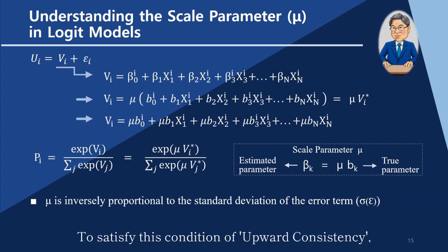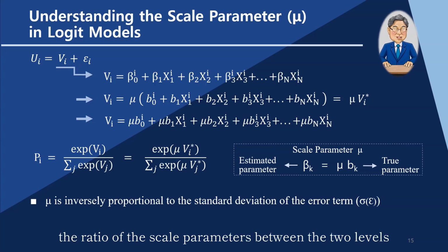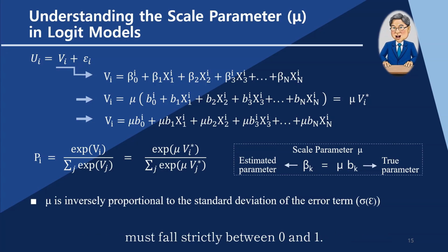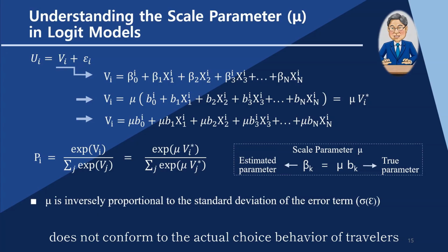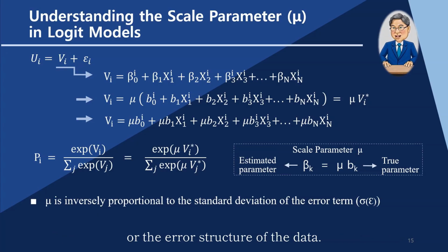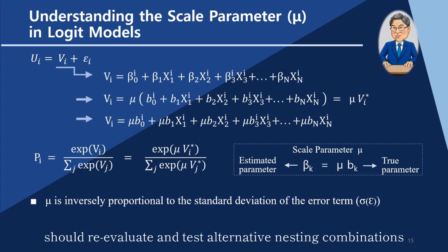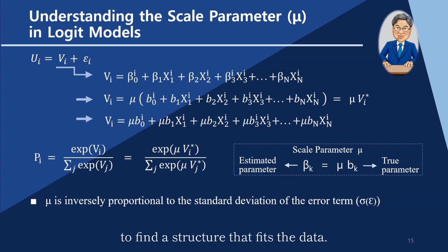To satisfy this condition of upward consistency, the ratio of the scale parameters between the two levels must fall strictly between 0 and 1. If this condition is violated, it implies that the specified nested structure does not conform to the actual choice behavior of travelers or the error structure of the data. In such cases, the analyst should reevaluate and test alternative nesting combinations to find a structure that fits the data.